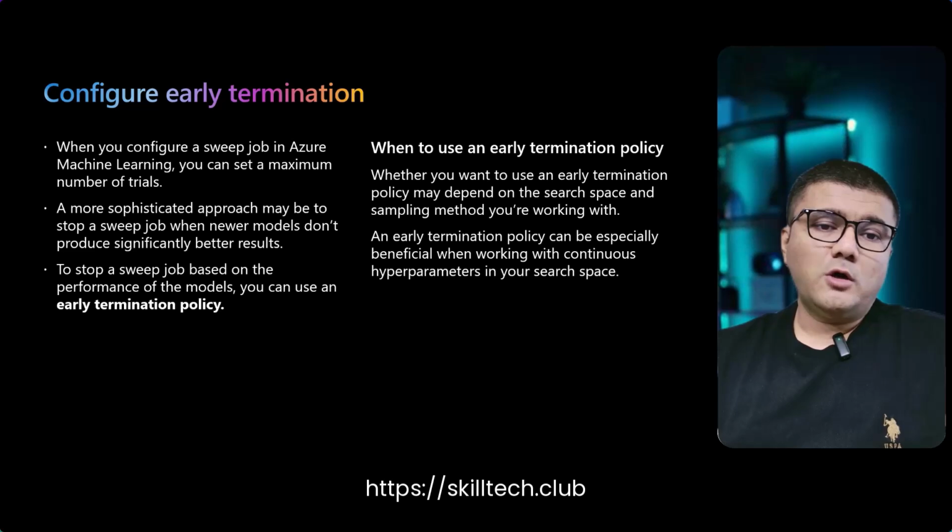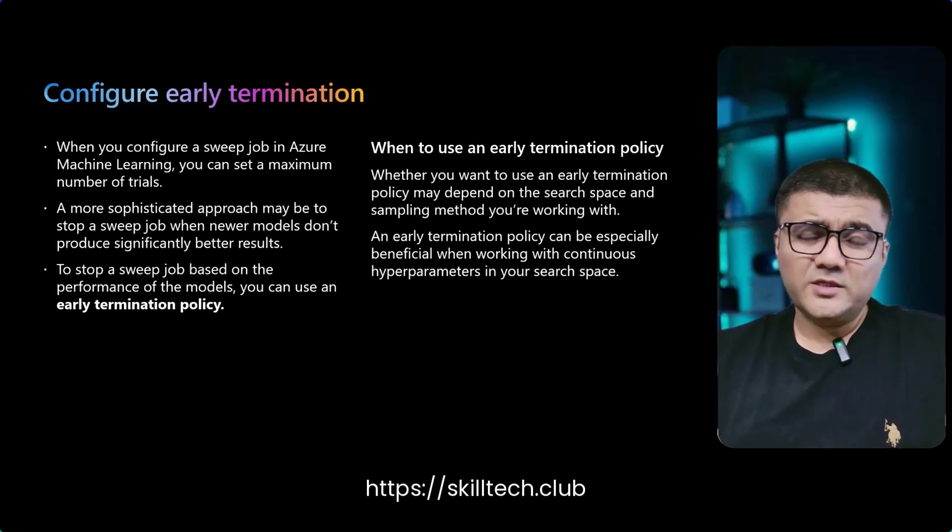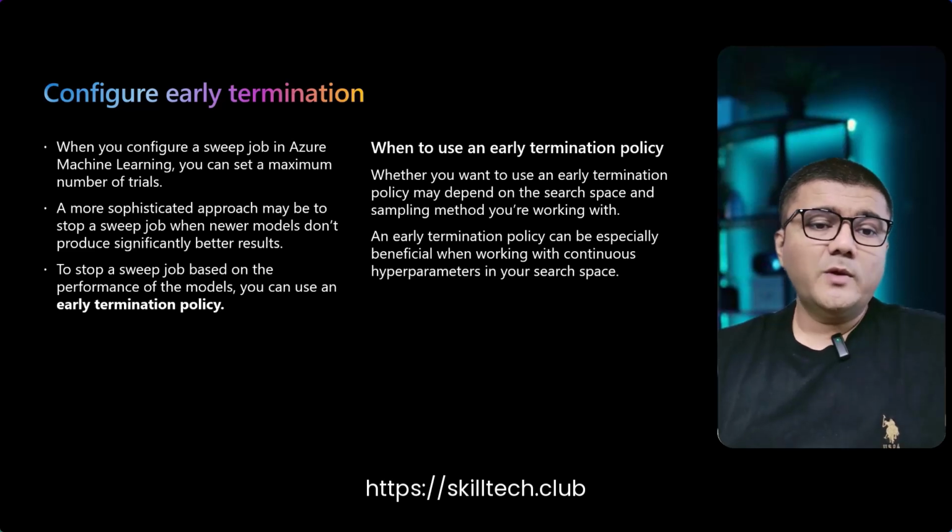Now, when you configure a sweep job in Azure Machine Learning, you can set the maximum number of trials as well. A more sophisticated approach may be to stop a sweep job when newer models don't produce a significantly better result. Because maybe you can set a maximum number of trials to 5 or 10, but how do you know that you got a best performing model in that? That's why when the new model doesn't produce a significantly better result, it's a better option to choose.